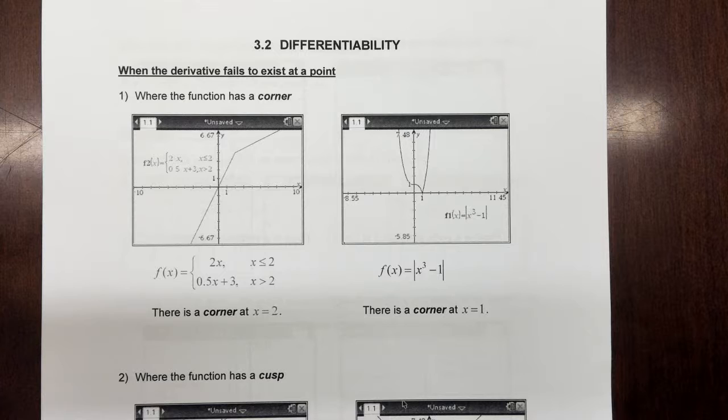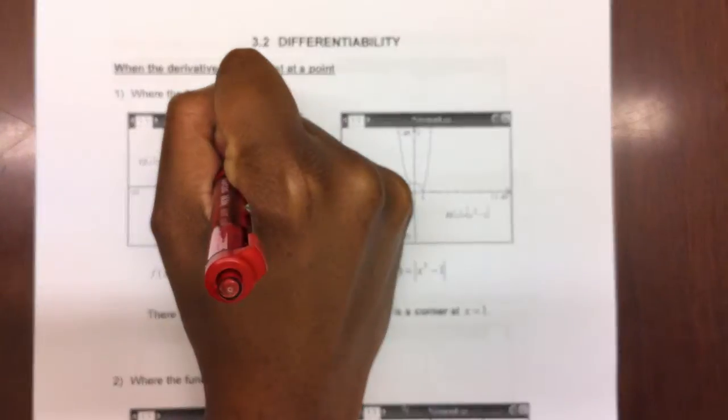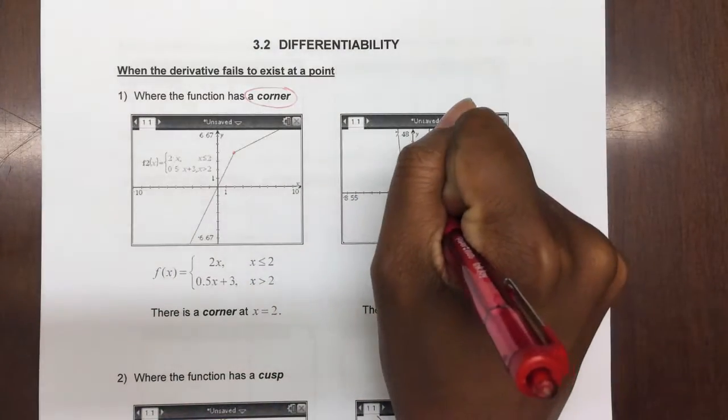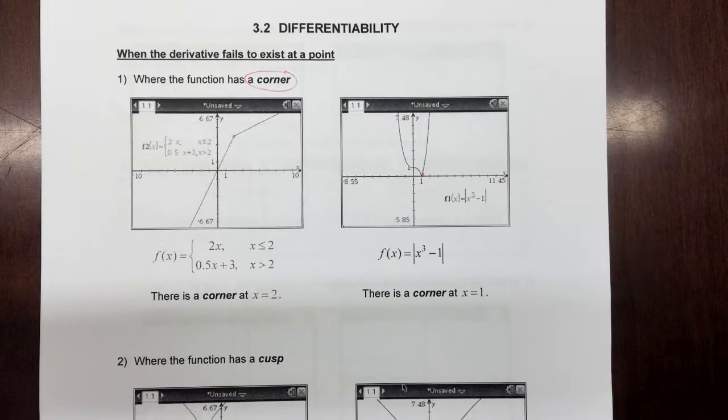So we're going to start off with when does the derivative fail to exist at a point? There are a few times when the derivative will not exist. The first is at a corner. If our graph makes a corner, then our derivative does not exist. From 3.1 we know that if the left-hand derivative and the right-hand derivative do not equal each other, then the derivative does not exist at that point.